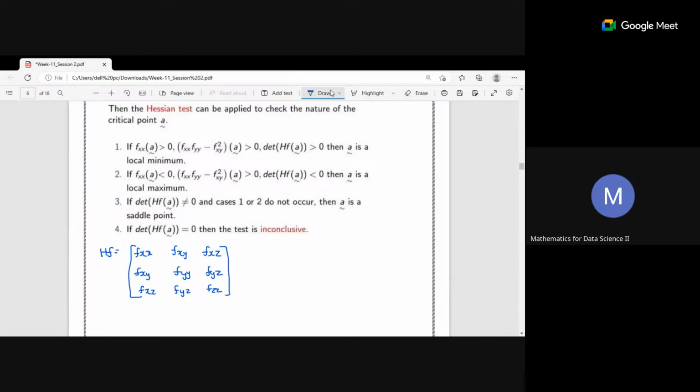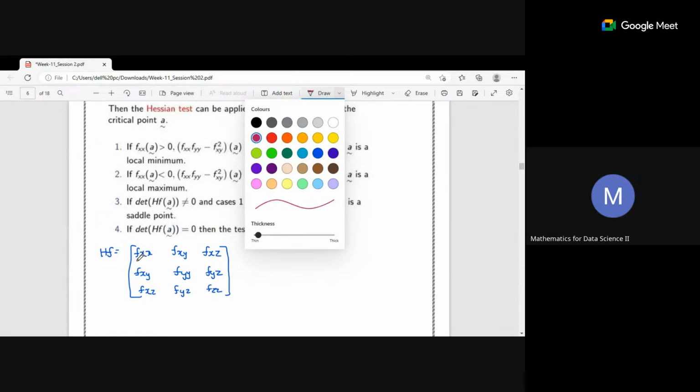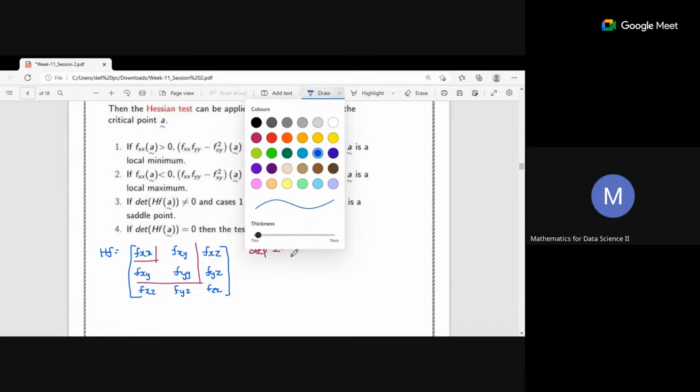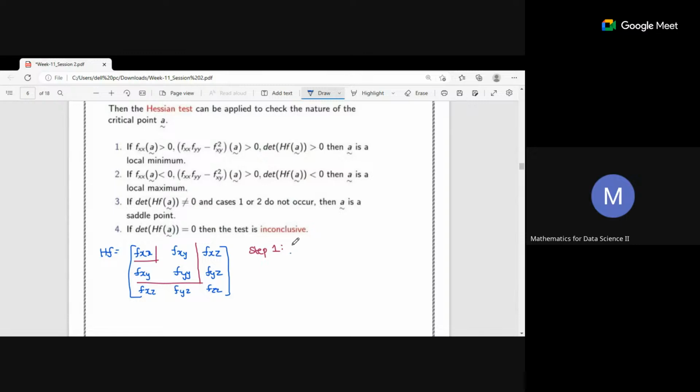Okay, so now I'm going to split it in this way. So this is part 1, this is part 2, and this is part 3. Okay. So first thing, what is the step 1 you are going to do? Step 1, just I'm giving a name, and let us say alpha is equal to the determinant of your Hessian matrix at the point A tilde. So calculate this, find this. Okay, so if your alpha is 0, straight away you can write the test is inconclusive.